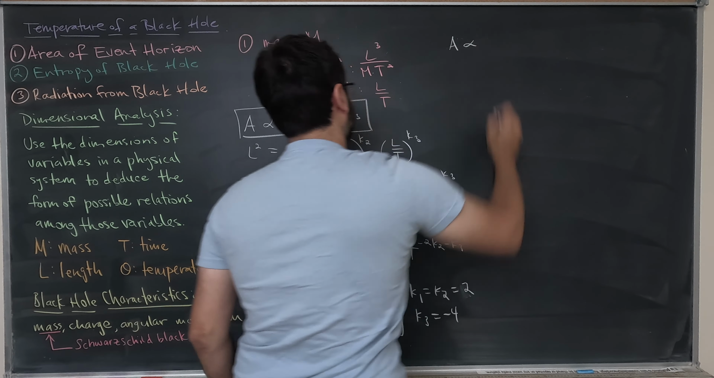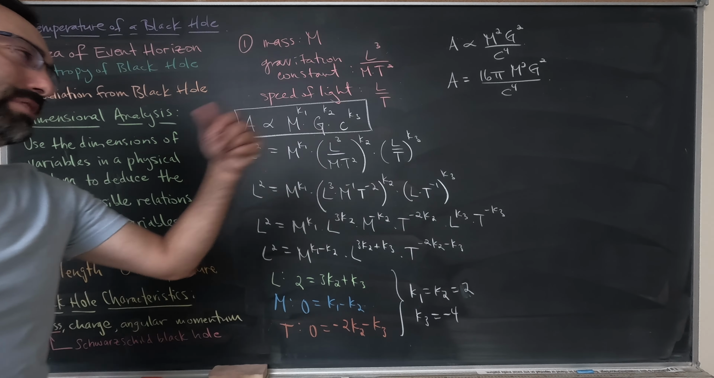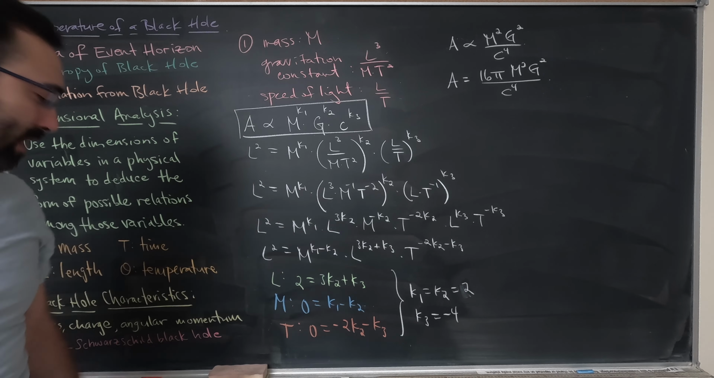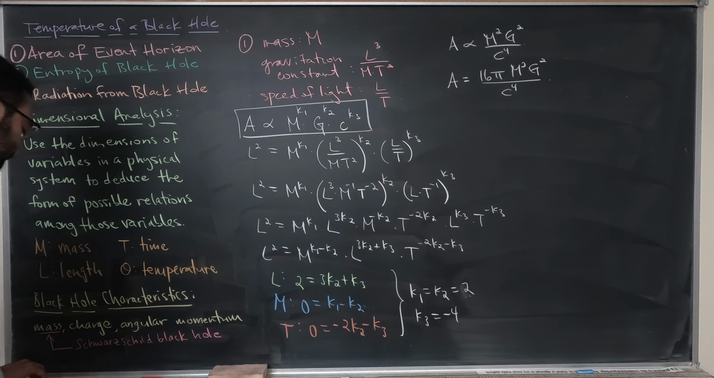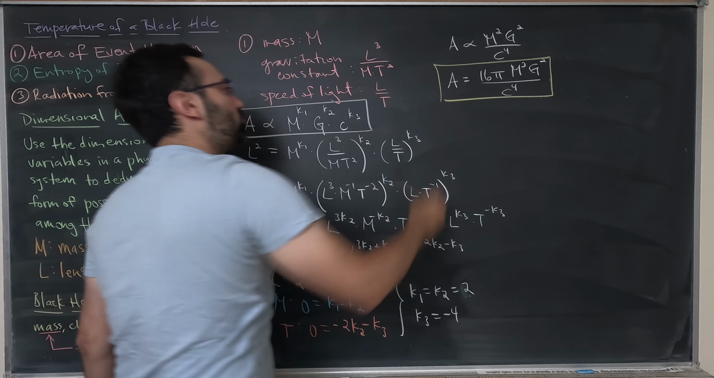Now if you carry out more sophisticated, careful analysis, the proportionality constant here turns out to be 16 pi. So the area of a black hole event horizon is actually given by 16 pi times m squared g squared divided by c to the power 4. Now how we obtain 16 pi, we won't get into that now. Again, that relies on some more sophisticated analysis, but this now is the area of the event horizon for a black hole. So we'll block that off.